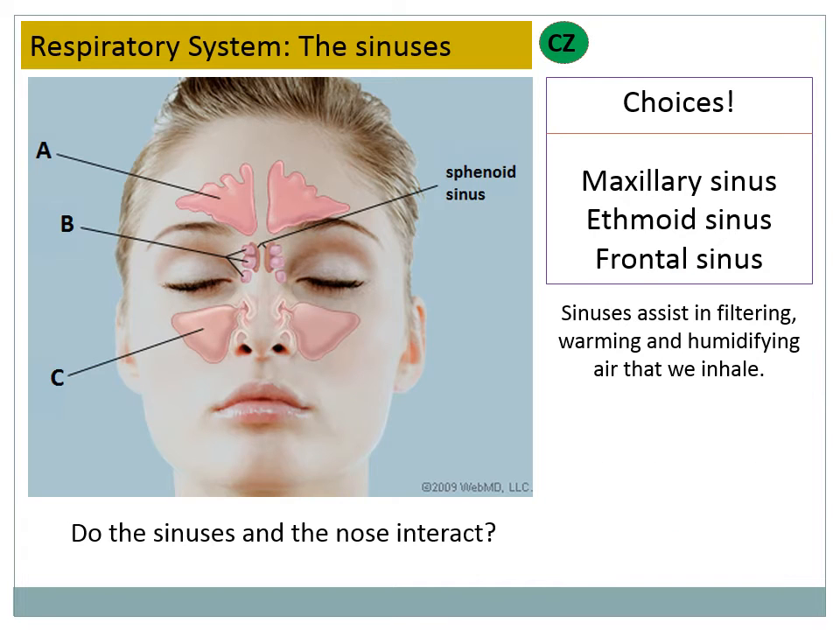Now we're going to take a look at the sinuses. Your sinuses are essentially little hollowed out areas in your bone that we find in the skull. We have 4 sinuses that we're going to be taking a look at: the maxillary, the ethmoid, the sphenoid, and the frontal sinus. What are sinuses going to do for us? They're going to assist in filtering, warming, and humidifying air that we inhale, making it a little easier on our body as the air enters our lungs. So that's what our sinuses are there for.